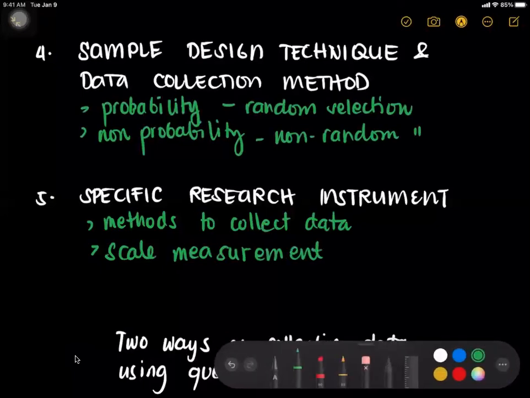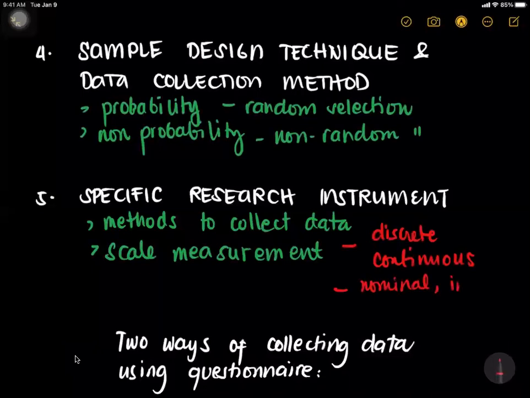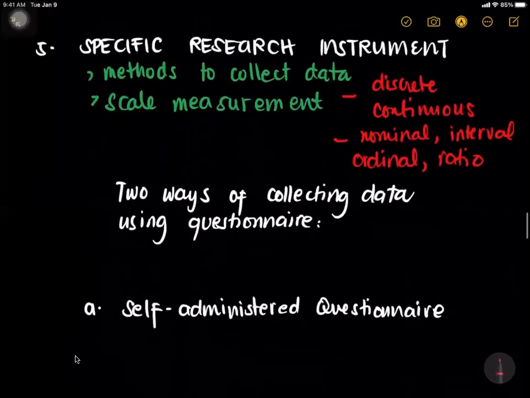And just a quick review of scale measurement. Your data could either be discrete or continuous, and it could also be nominal, interval, ordinal, or ratio scales. We will have a separate video lecture on this, so you might check it out in the future. And there are two ways of collecting your data using a questionnaire.